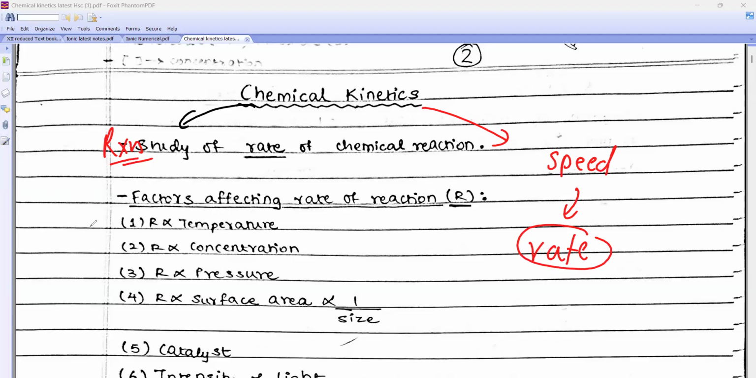Now I'm giving you two examples. I'm carrying out one reaction at low temperature and one at high temperature. Which one will be faster?